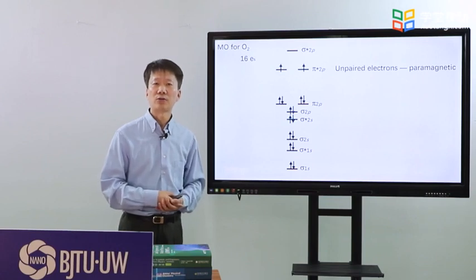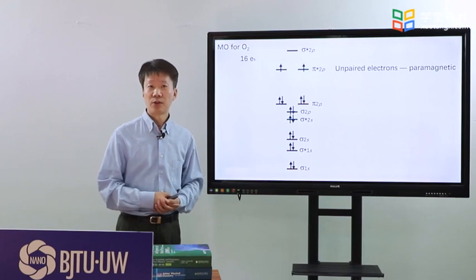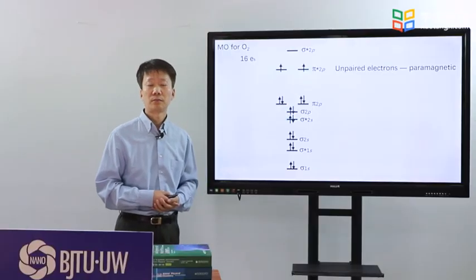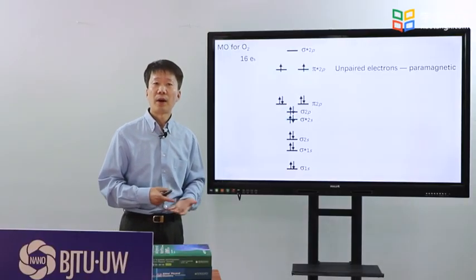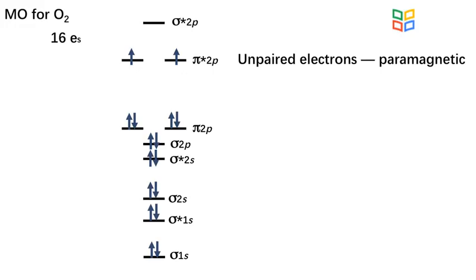The total number of electrons for dioxygen is 16. We can fill the orbitals with the electrons from the bottom up. The last two electrons have to be filled into the two pi 2p star orbitals separately. Using molecular orbital theory, we find there are two unpaired electrons in dioxygen. The experiments confirmed that oxygen is paramagnetic, which means there are unpaired electrons in oxygen.